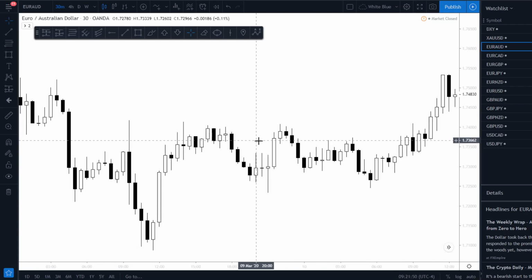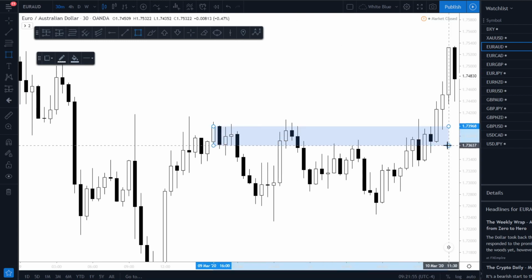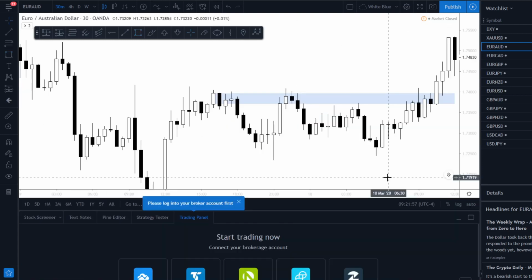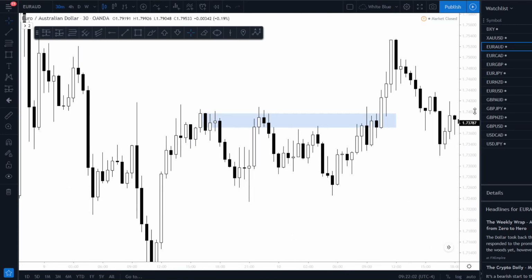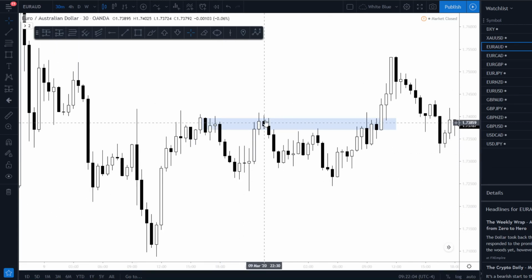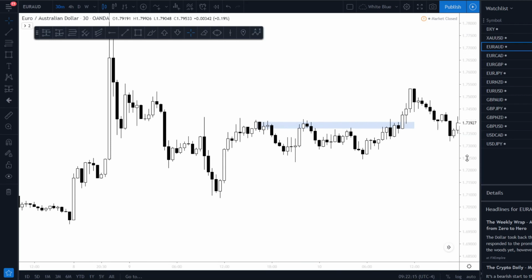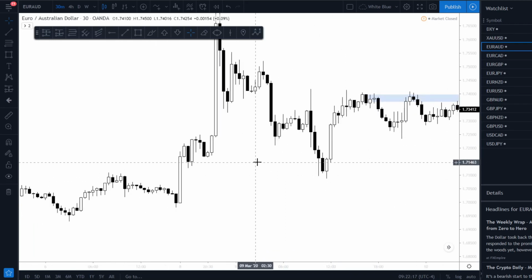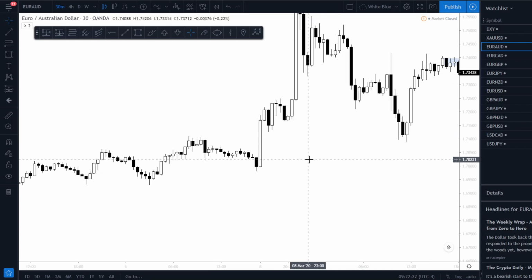Let's see if we can find another one. So here's one that I'd be having a look at as well. I know that these are all on the short side, but you kind of get the idea of what I am looking for. So again, move down, and it's actually just bounced straight off of that area, and we've tagged it here as well, and then we've finally broken through. So yeah, it's not an exact thing, and you need to add other things to it to make sure that it's going to be a good strategy for you. But that is something I look for.